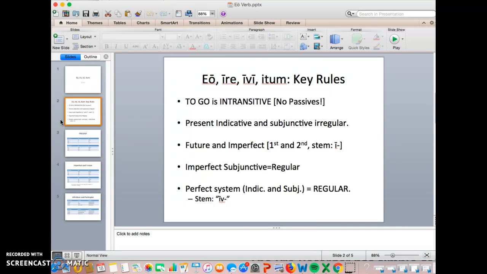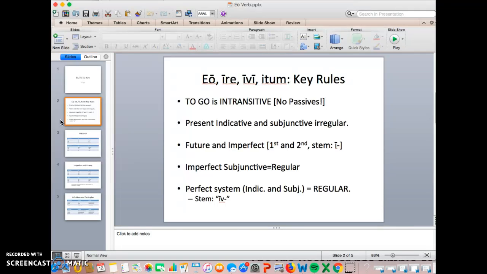And in the same respect, I can't make it passive. You can't go yourself either, right? So you can't receive the action. The subject can't receive the action of the verb, so it can't be passive.